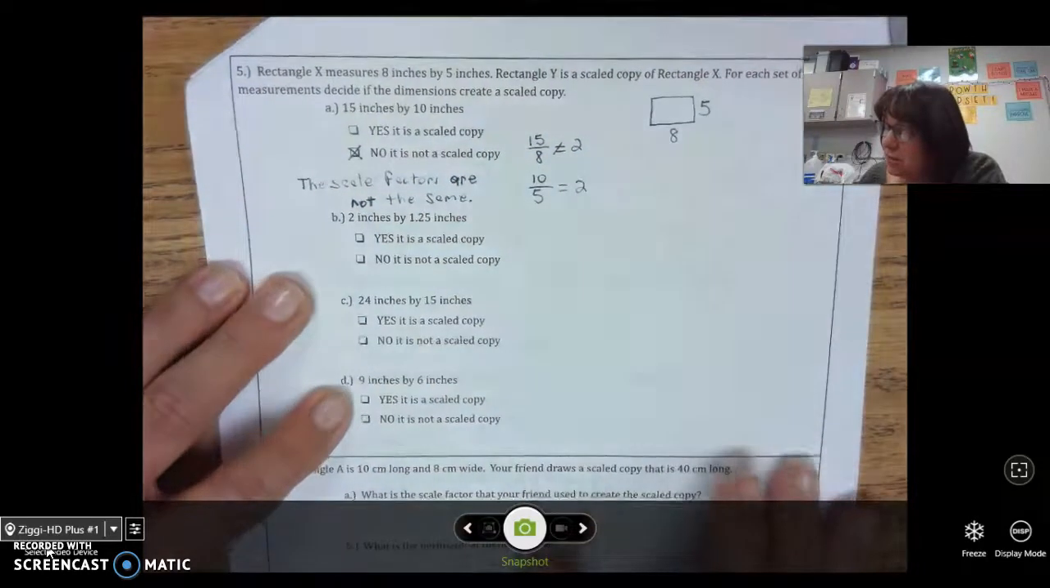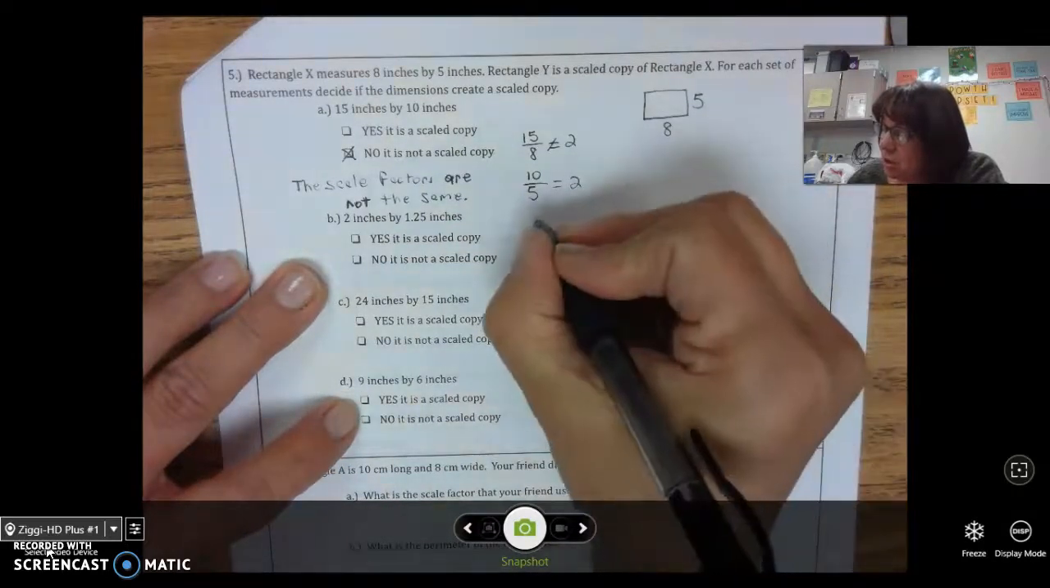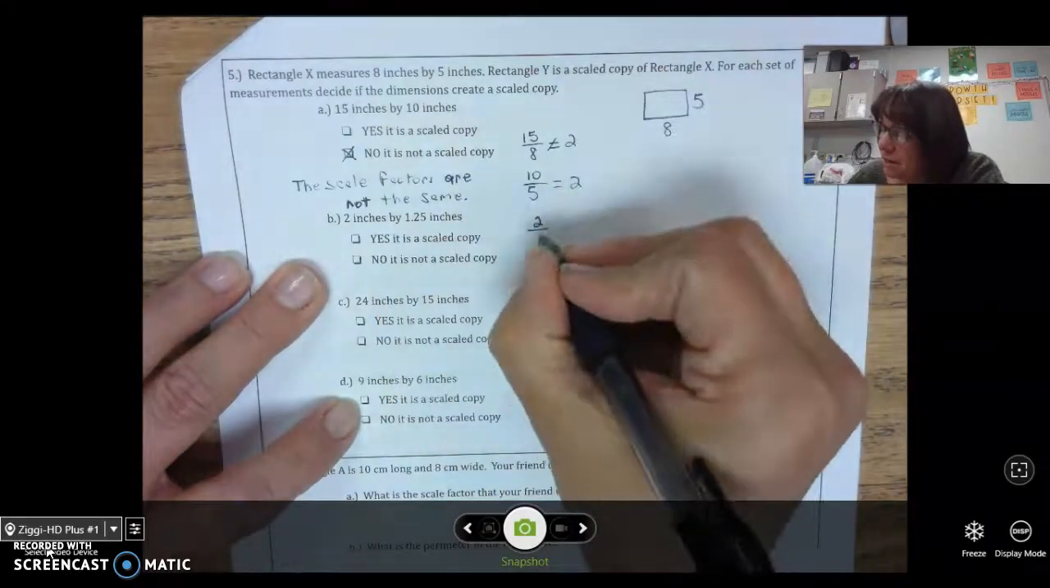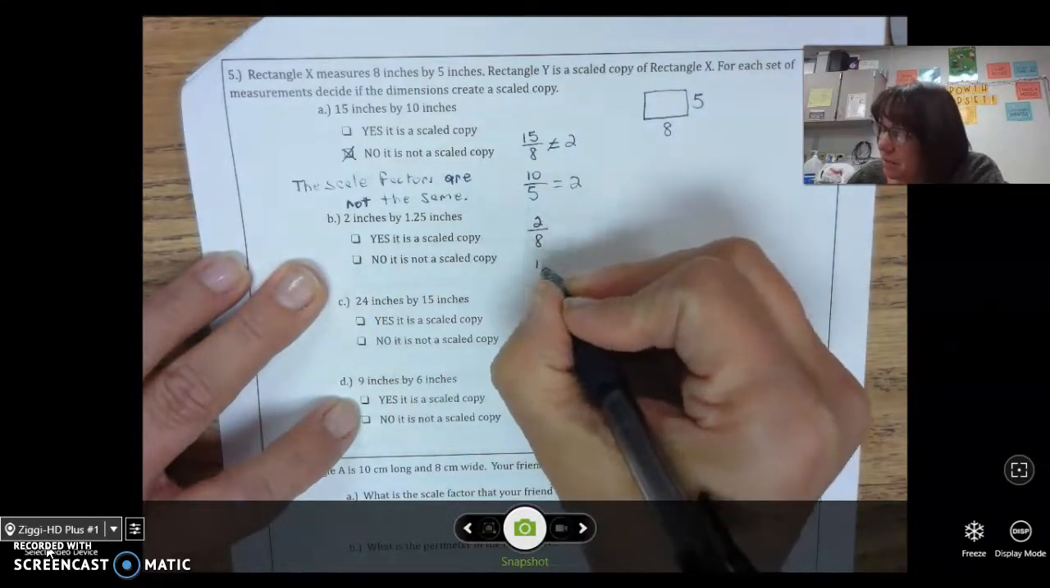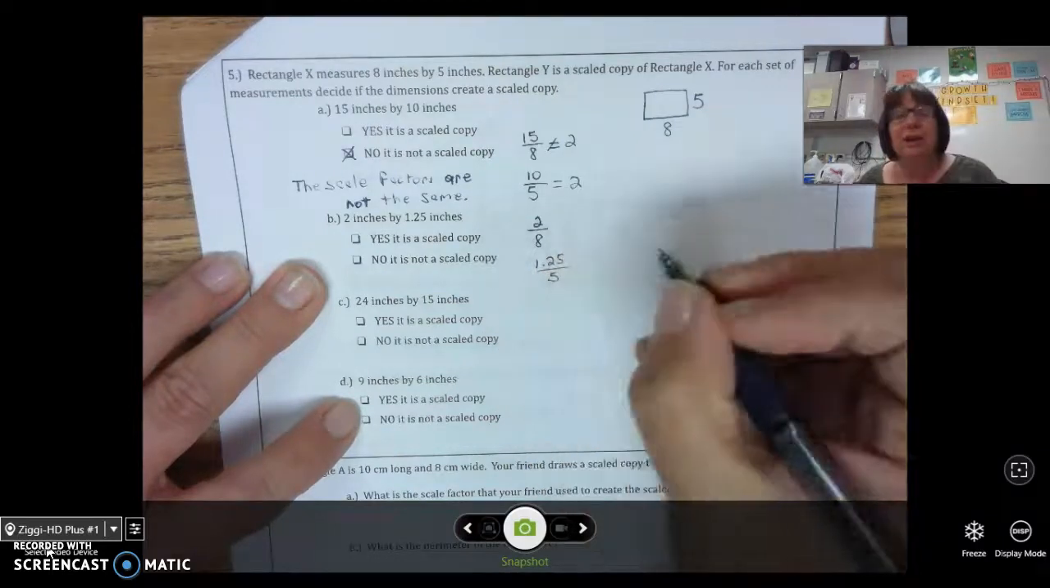Okay, 2 inches by 1.25 inches. We'll do 2 of these. So I'm going to start with the 2 and put it over, this is the longer side, so 2 over 8. Is that the same as 1.25 over 5? And again, use your calculator, divide these.